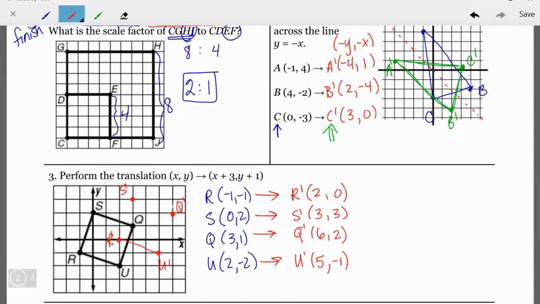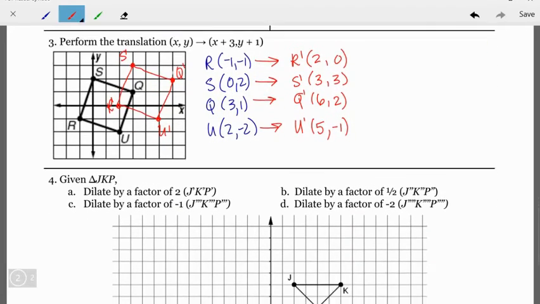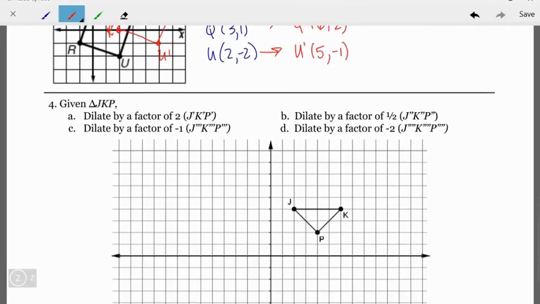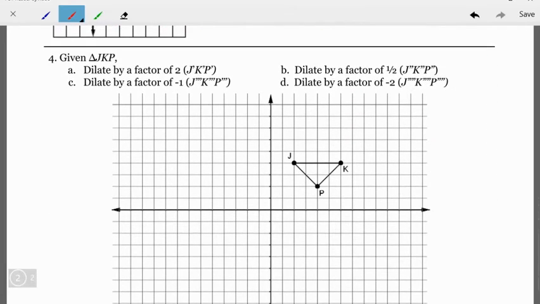Connect the dots. Yep, all we did was shift that square over. Okay, last example is going to do a bunch of different dilations on the same shape so we can see how they compare to each other. So the figure is triangle JKP. We're going to do 4 dilations on here.